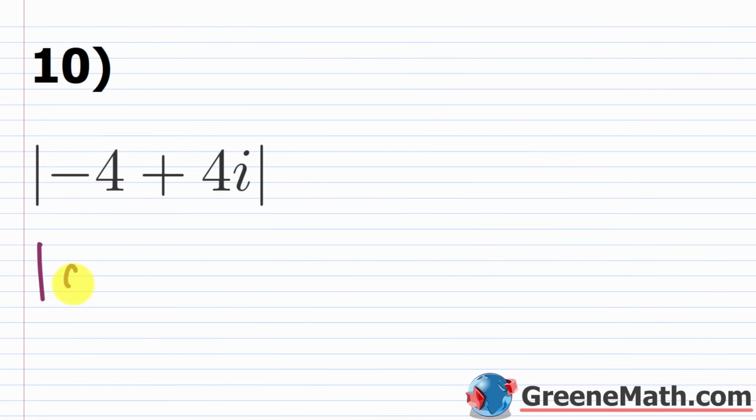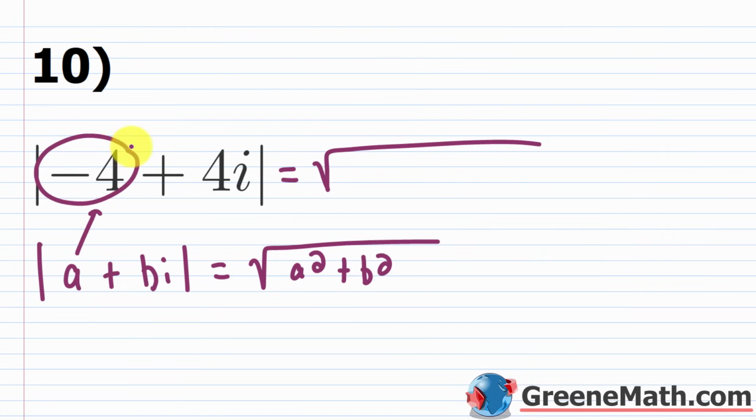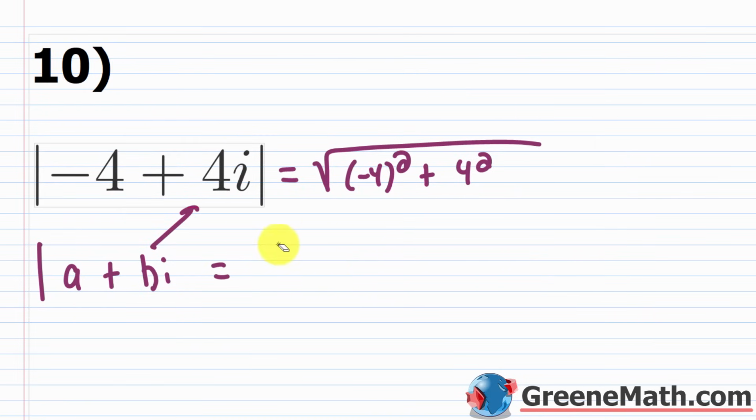Let me write out the absolute value of a plus bi is equal to the square root of a squared plus b squared. So this here equals the square root of, so a is negative 4. So let's put negative 4. Again, make sure to wrap this if you get a negative value. And then plus b here is positive 4. So let's put 4 squared there. So negative 4 squared is 16, and then 4 squared is also 16.